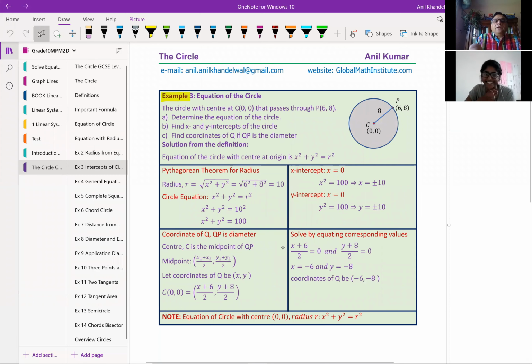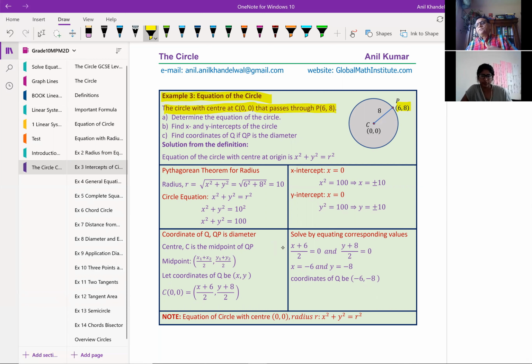Not so far. Example 3, equation of circle. The circle with center 0, 0 passes through a point this time. So we have not given you the radius, we have given you the point and the center. You can find the distance between them using the distance formula, right? 6 square and 8 square, square root will give you 10, perfect.